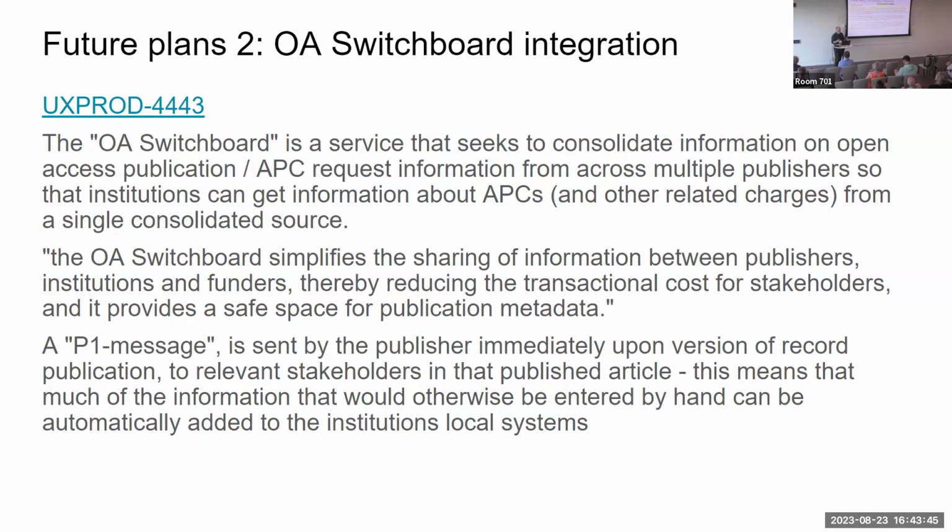So they're a switchboard in the sense that they act as a hub which gets messages from the publishers and then distributes them to all the stakeholders in that publication. And so there's what's called a P1 message, which is essentially telling you that something has been published as open access, and those kinds of things. It would be great if that just automatically dropped into your system. You can get an institution-specific feed for those.